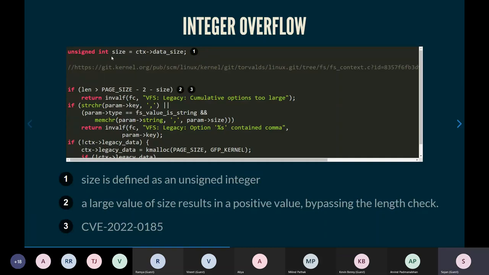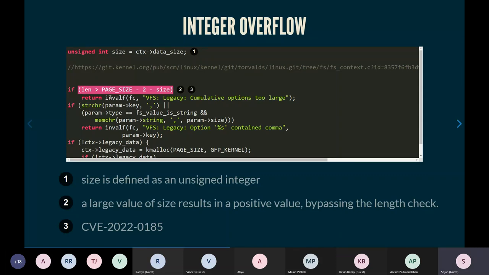The problem here is that the size variable is defined as an unsigned. And here is a check. So this check is doing a mix of unsigned and signed. Because of this wraparound, when it does a length check, the negative number becomes a positive number. And this check will just pass through without detecting an error.